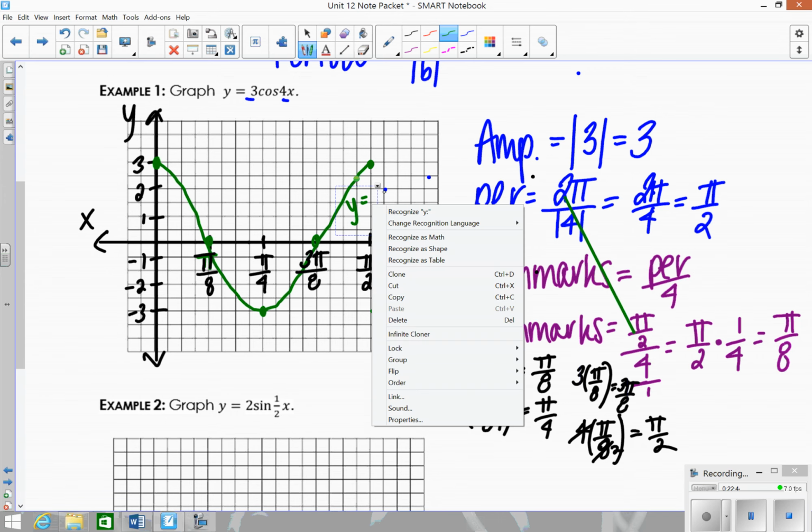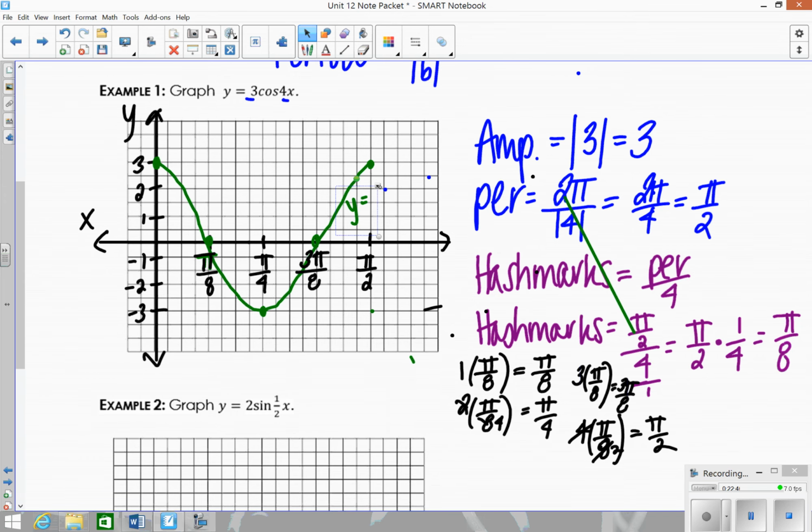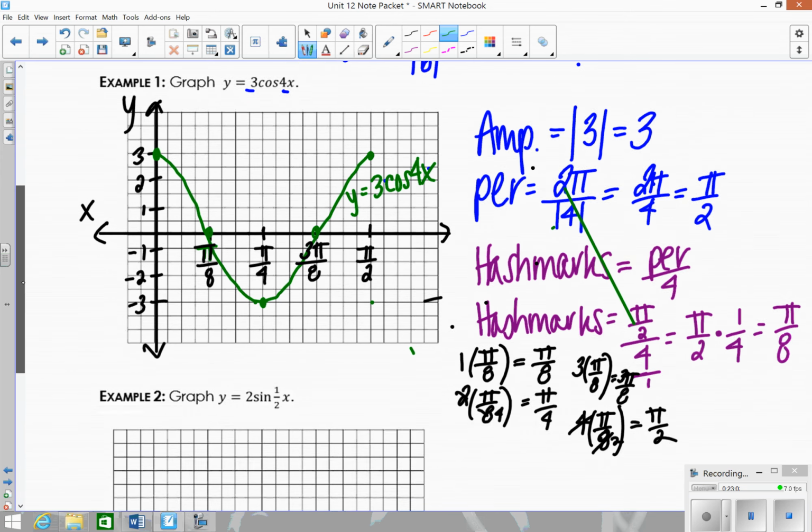Keep in mind that this graph will go on forever. It'll keep going on, but we're going to stop it here because I'm just going to graph one complete cycle. I can keep going, but I'm just going to end it with that. So let's just look at this last example just to show you what a sine curve looks like.